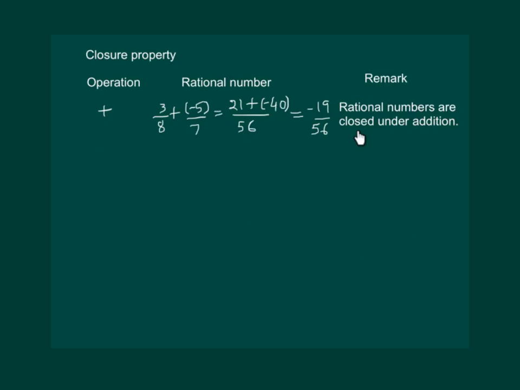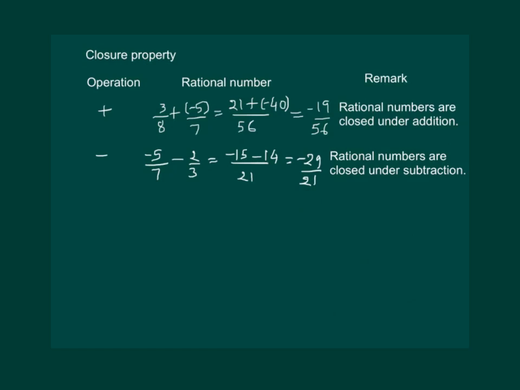We can say that rational numbers are closed under addition. Let us check for subtraction. Minus 5 by 7 minus 2 by 3 gives us minus 29 by 21, which is again a rational number. Hence we can say that rational numbers are closed under subtraction.